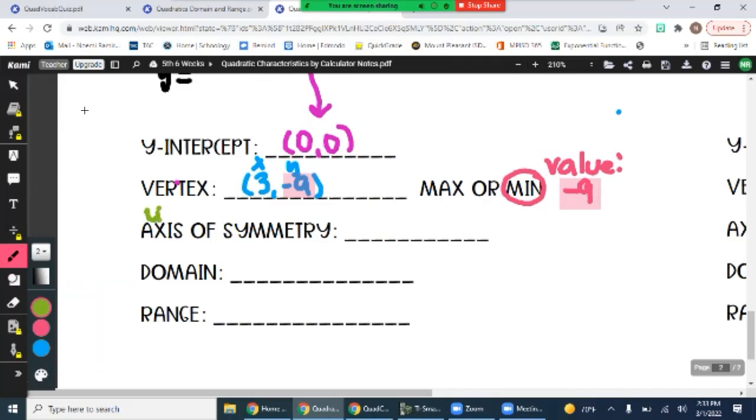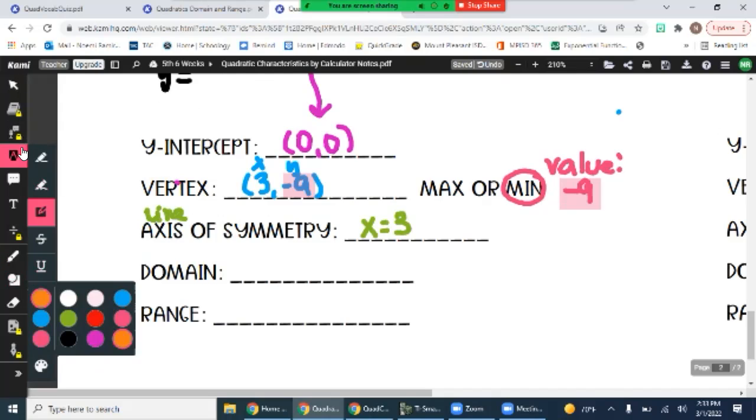Axis of symmetry, line of symmetry. The only way to describe a vertical line is by having what in the front? X equals. X equals what number? 3. That 3 should match with what number on the vertex? The X value. That's why we labeled it X and Y. X equals the X value of the vertex.